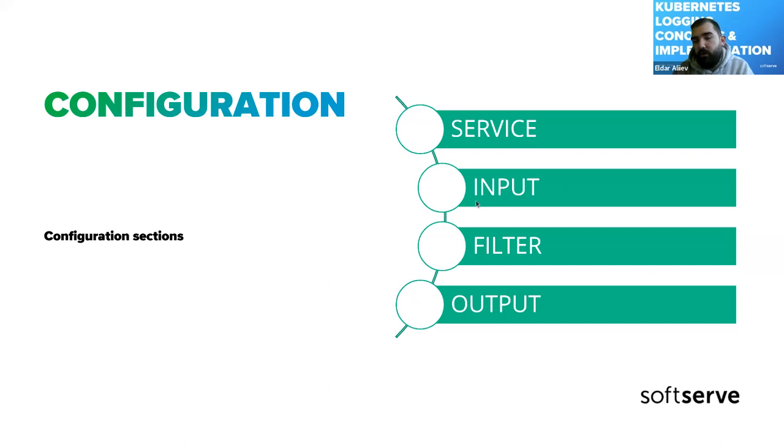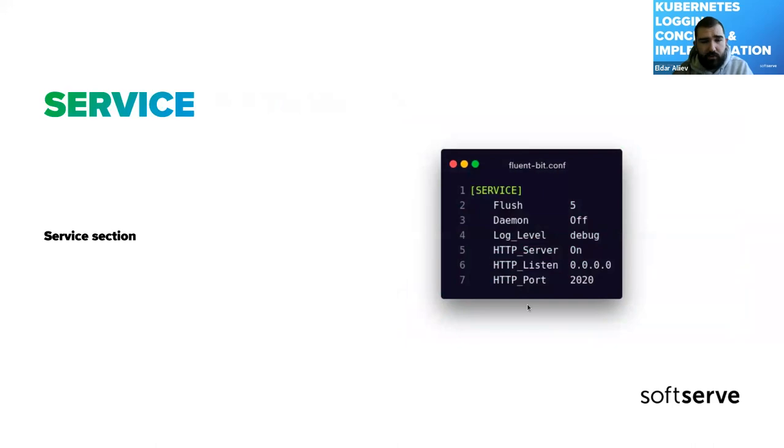All the data will go across these three kinds of sections, input, filter, or output, that you define in the configuration. Let's see how the service looks. For example, we want to set the minimal log level inside of the Fluent-Bit logs itself. Don't confuse it with the log level of the log records that Fluent-Bit will consume. It's just for troubleshooting Fluent-Bit itself.